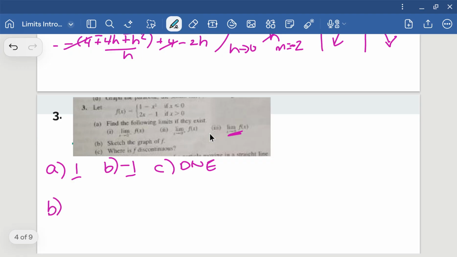So if we were to sketch this graph, just a quick sketch, 1 minus x squared is going to be essentially half of a parabola. So we're going down this way. And then the 2x minus 1 is going to be a line that looks something like this. And then we would see that this point doesn't actually exist. And when it's asking for the point of discontinuity in C of the question, that is going to be when x equals 0, because we're seeing that big jump between values when x is 0.